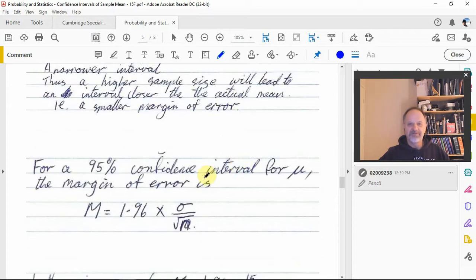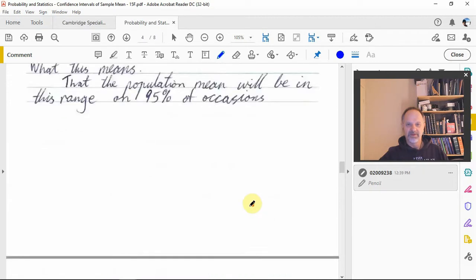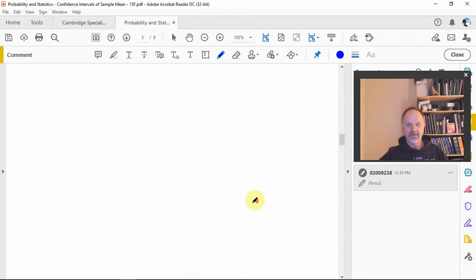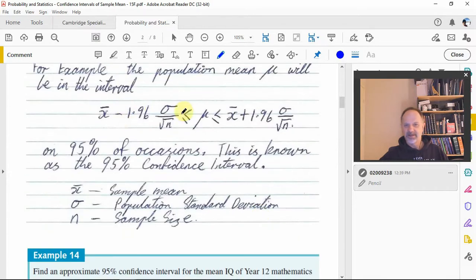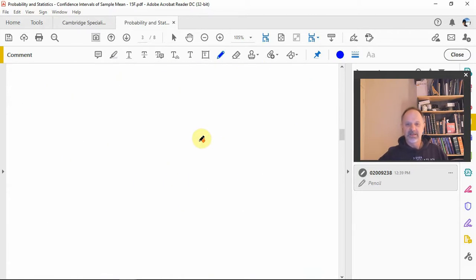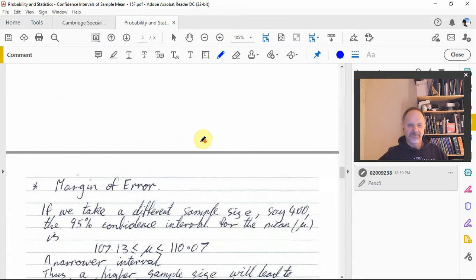So for the 95% confidence interval for the mean, the margin of error is that factor, 1.96 times the standard deviation over the square root of the sample size. Remember, that was the plus or minus bit we did, all the way up here. Don't get dizzy as I go all the way up. Here it is. That's the factor there. That's the one we added and subtracted to get our interval. So the smaller that is, the smaller the margin of error.